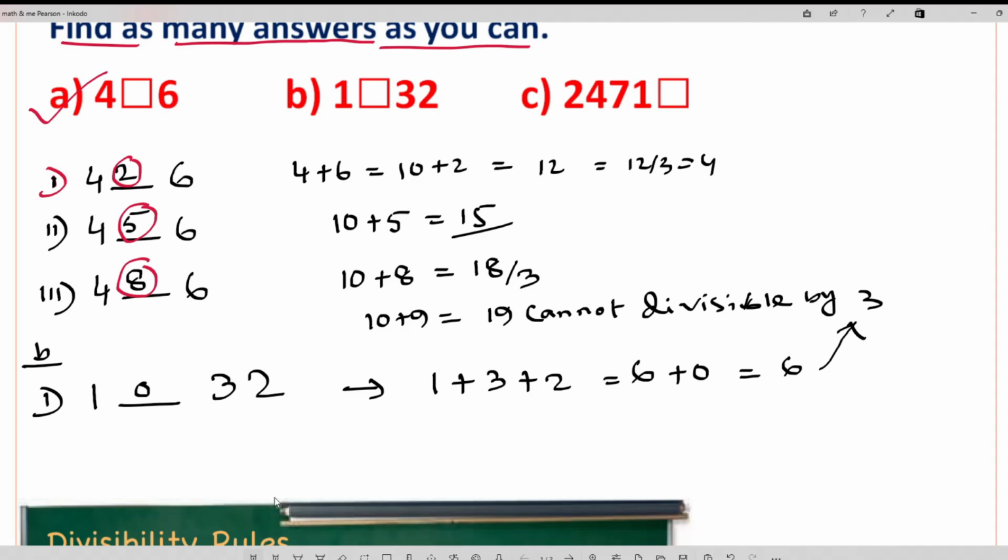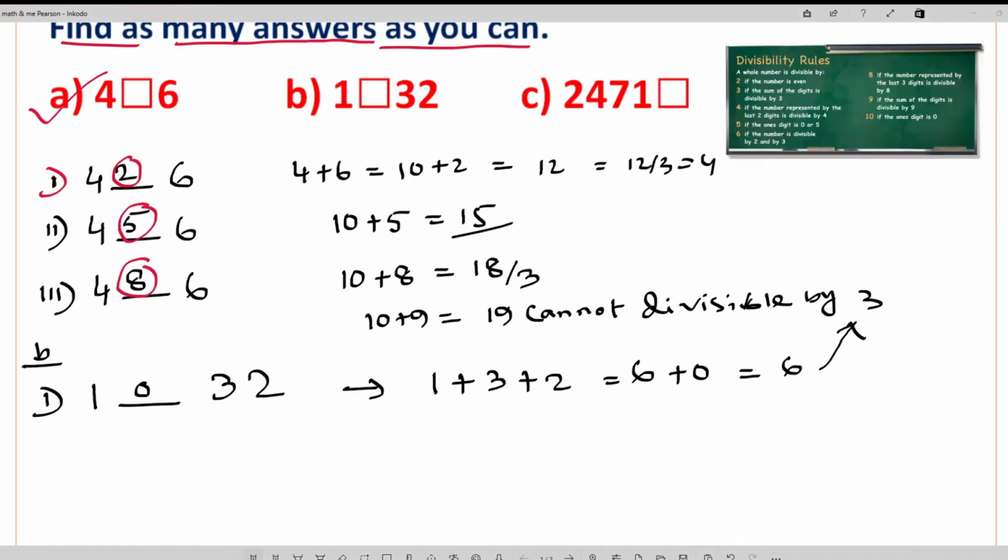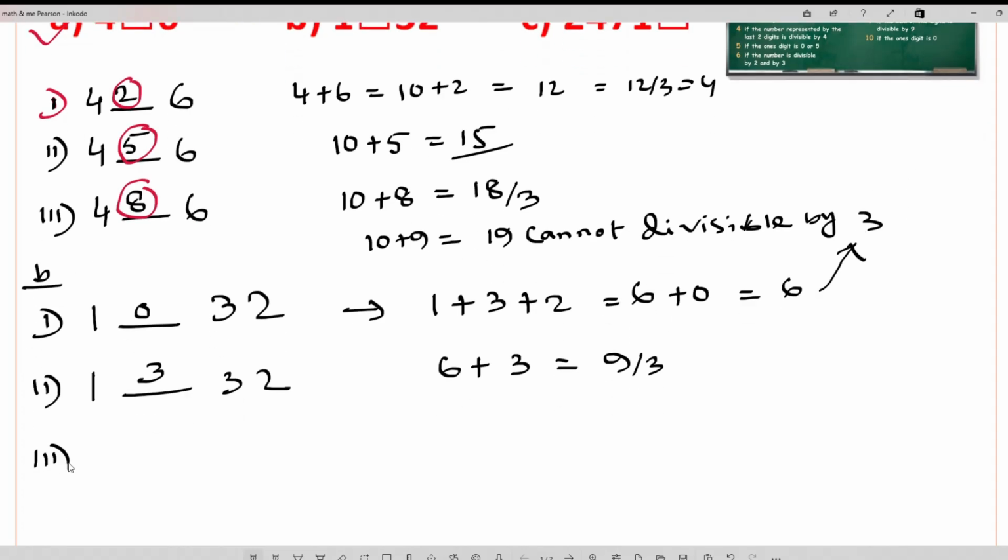Okay, another one, number 2, 1 dash 3 2. So look, the sum is 6. If we add 3, 6 plus 3 is 9. 9 is divisible by 3, so we put here 3. Another one, suppose number 3, 1 dash 3 2. Here is 6. If we again add 6, it means 12. 12 is divisible by 3, so we put here 6.